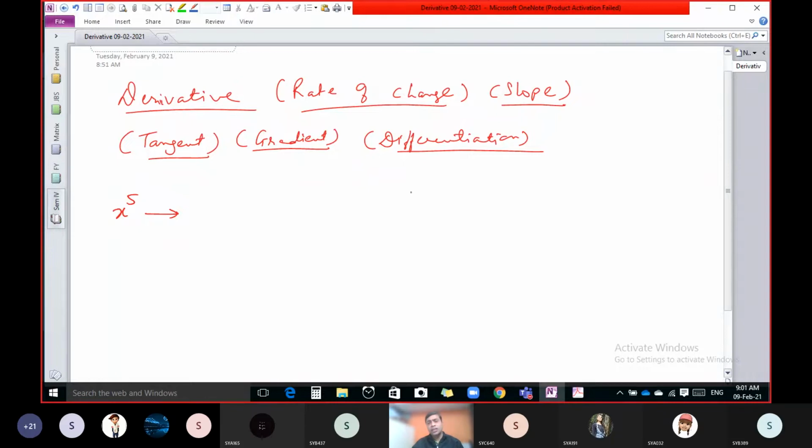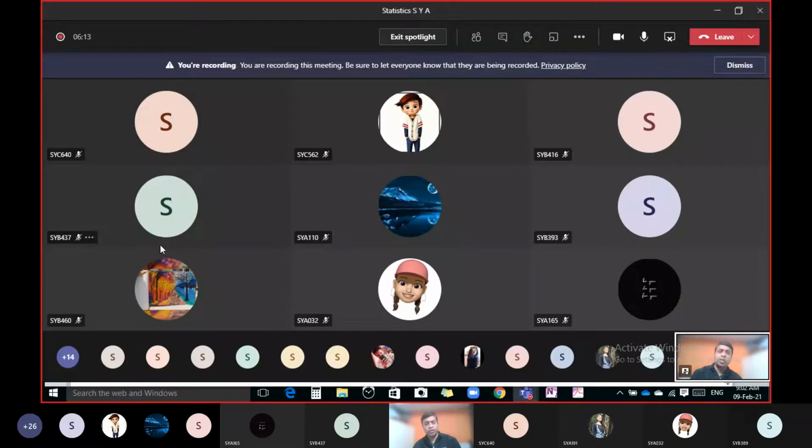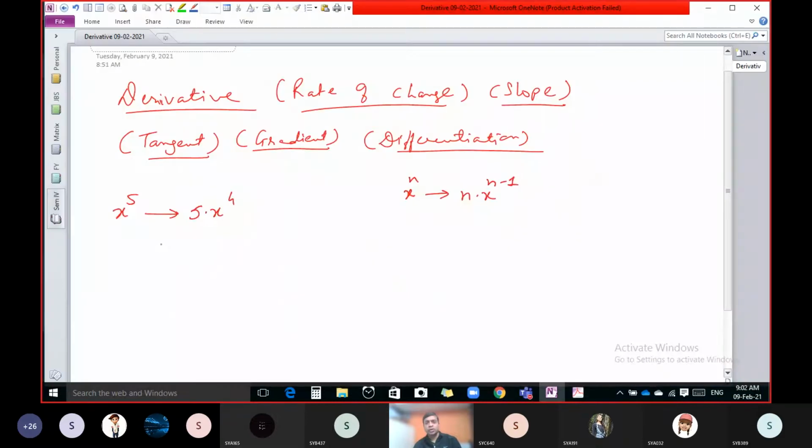Okay. See, there is one rule of derivative of x raised to n. The answer of that is n into x raised to n minus 1. This is the derivative of x raised to n. So according to that, derivative of x raised to 5 is 5 into x raised to 4. 5 minus 1, that is 4.